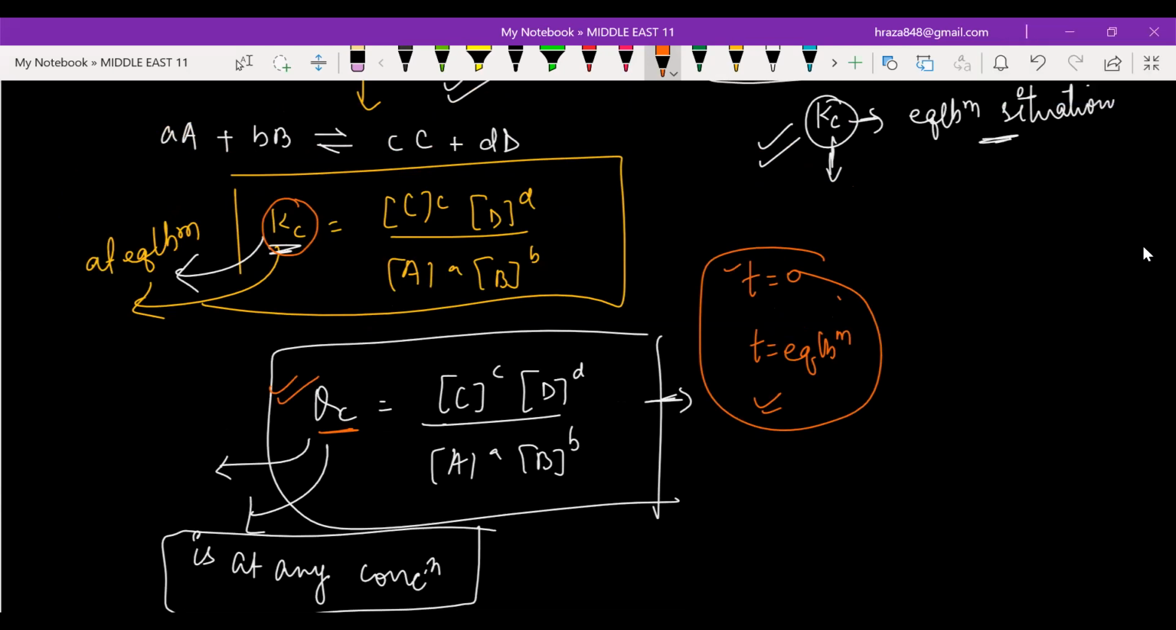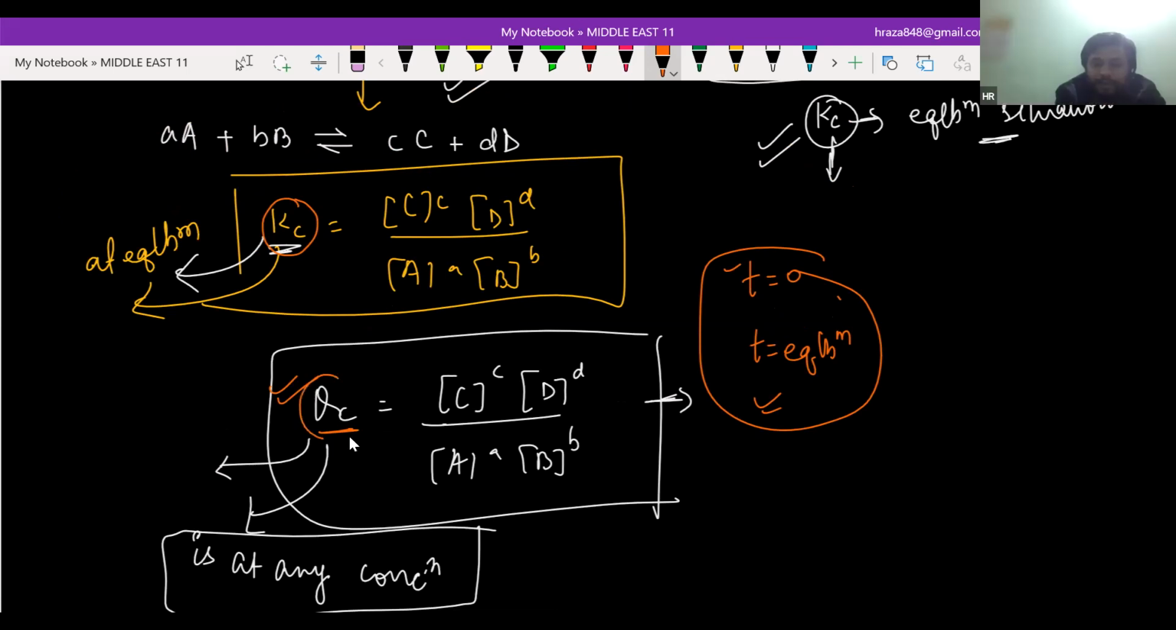Sir, can you once define the reaction quotient again? The reaction quotient is calculated with the method that we used to calculate Kc, but this Qc is at any time t between t equals 0 and t equals equilibrium, and Kc is only for the equilibrium situation.